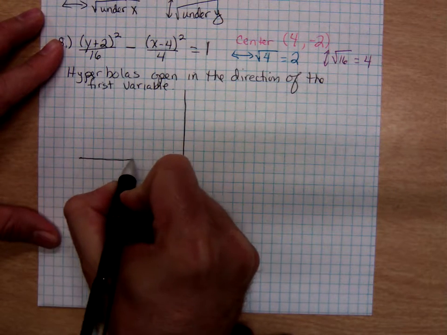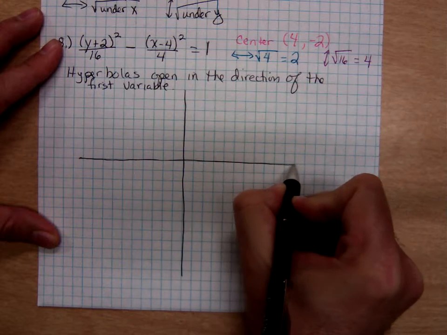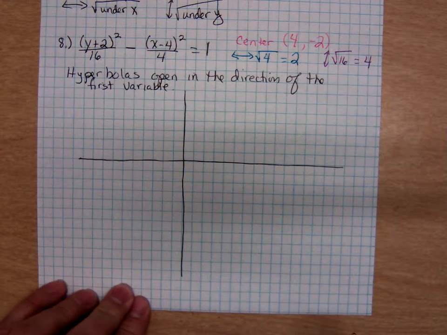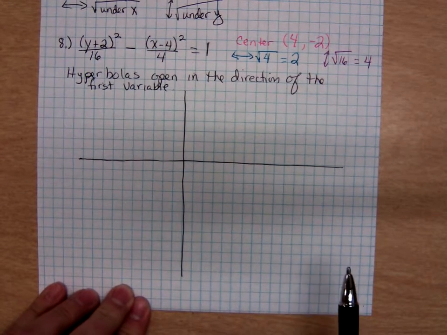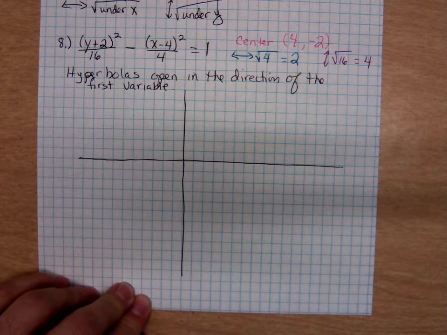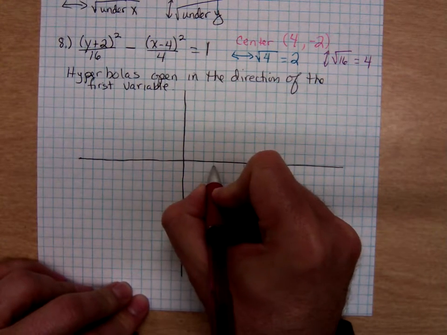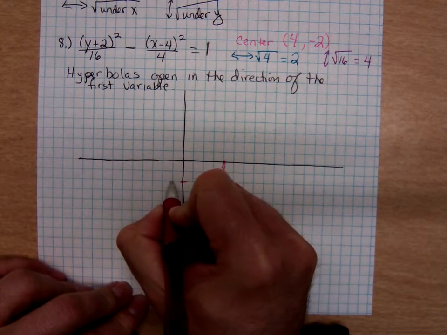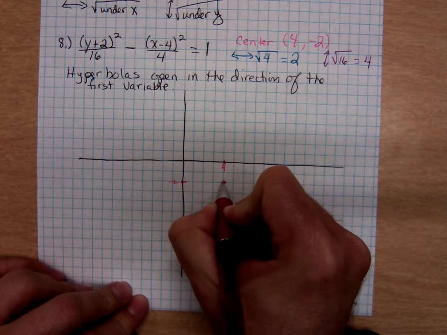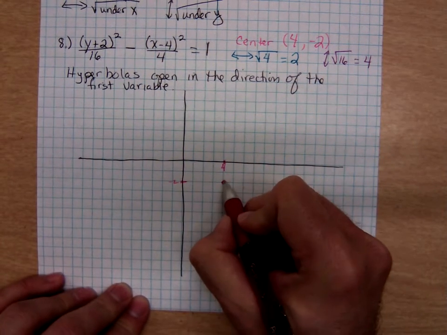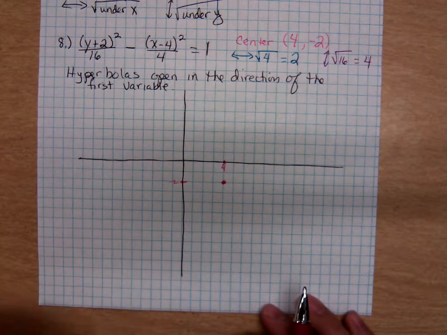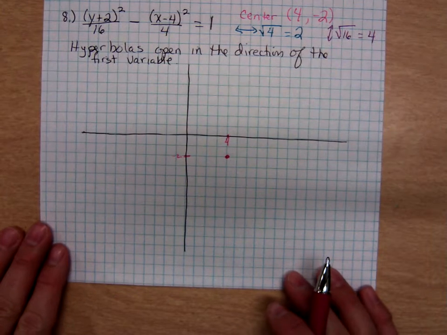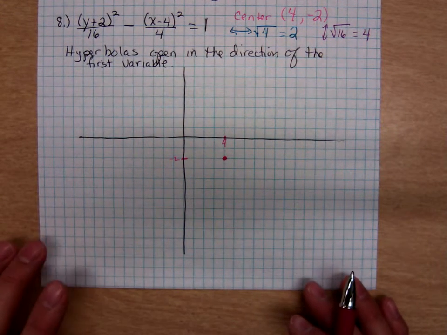Drawing the x-axis and the y-axis. And I'm going to start off by plotting the center. Right 4, down 2. So right there is the center. Oh wow, that 4 doesn't even look like a 4.